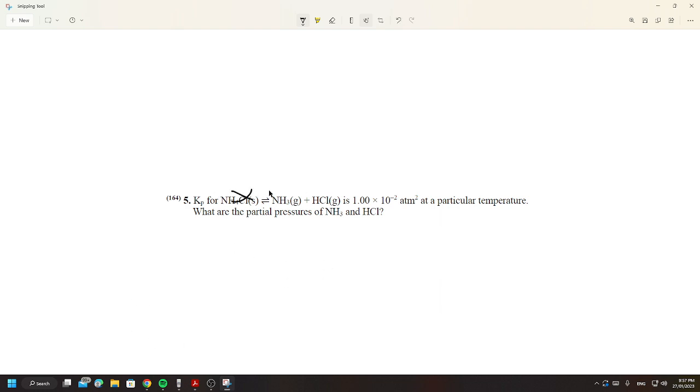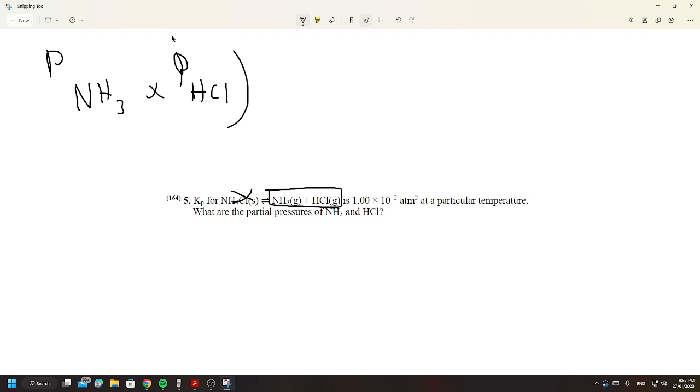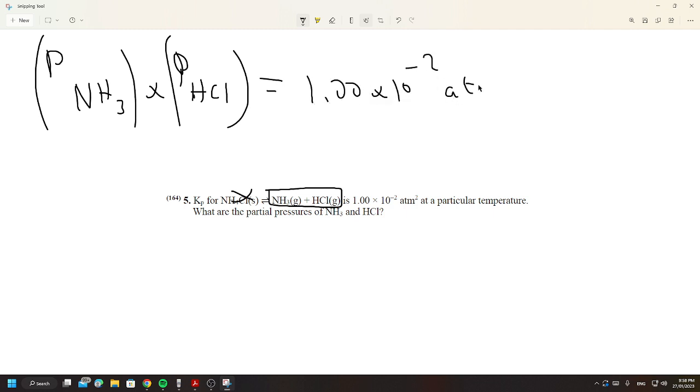So solids, we don't consider. So our expression is just going to be the partial pressure of NH3 times the partial pressure of HCl equals 1.00 times 10 to the power of negative 2 atm. No, let's just write down the.